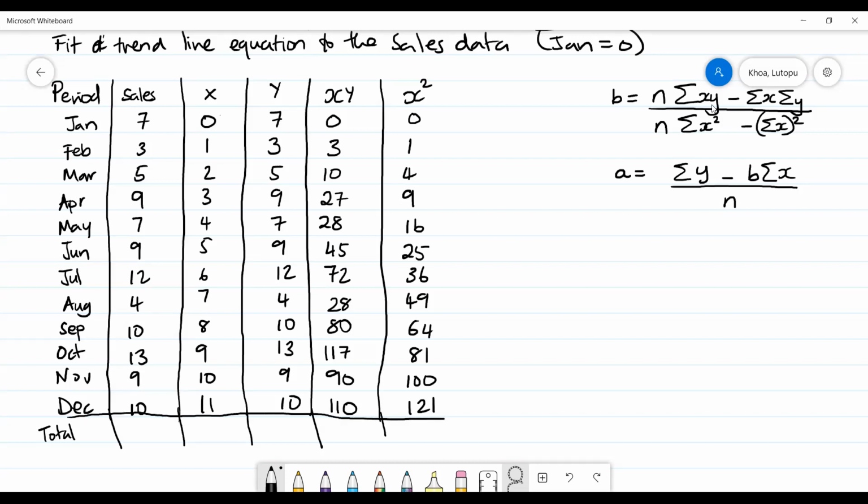Okay, so I also need the sums of all these values, so my totals. So the total of my x values, so I'm going to say 0 plus 0 plus 1 plus 2 plus 3 plus 4 plus 5 plus 6 plus 7 plus 8 plus 9 plus 10 plus 11. This gives me 66.